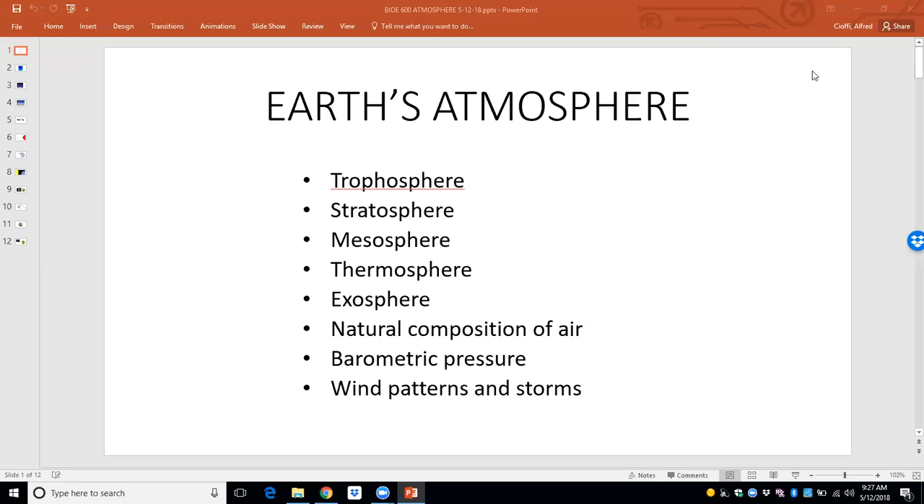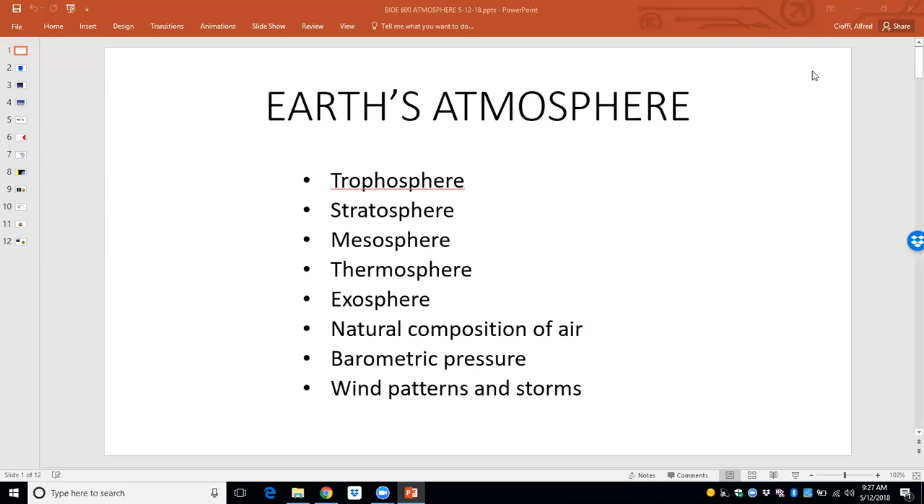Okay, so the atmosphere is layered. And the most interesting thing that some people don't realize, the atmosphere has weight, and that makes for the pressure, atmospheric pressure. We'll get to that. But first, let's look at these layers.